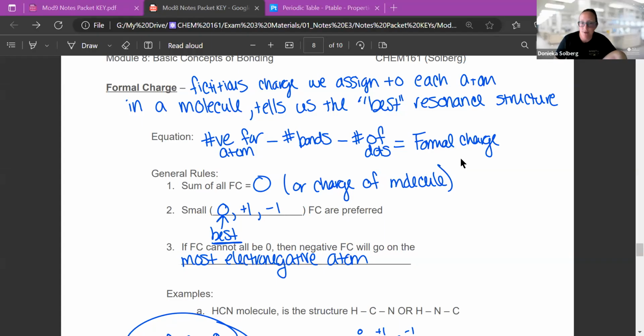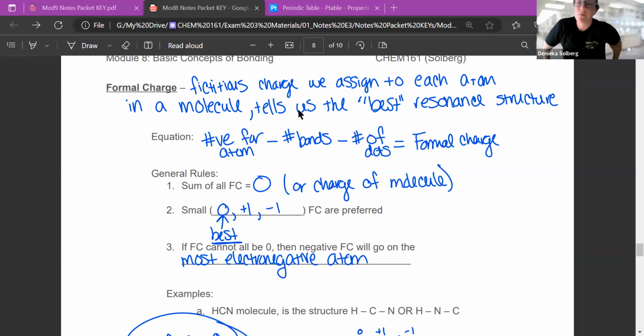Now, sometimes different resonance structures can be better than others. So how do we determine which resonance structure is the best, or which one is more stable? Because they are different, and that is true. If one is more stable, then most of the time you'll find molecules with that resonance structure. So we assign what are called formal charges. So what are they? They are fictitious charges. Literally, we made them up, but they help us in determining what theoretically and in actuality are the better structures. So they're fictitious charges that we assign to each atom in a molecule. And like I said, it tells us the best resonance structure.